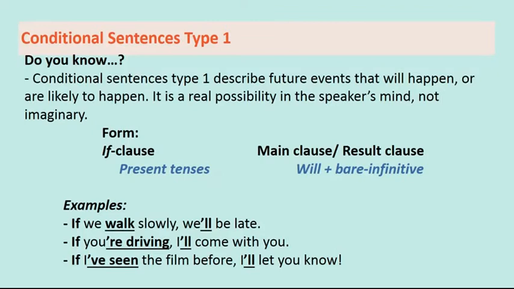In the conditional clause, it is possible to use other present tenses, not just the present simple. For example, if you are arriving, I'll come with you. If you're arriving, this is the present continuous tense. If I've seen this film before, I'll let you know. If I've seen the film before, this is the present perfect tense. Is everything clear for you? Now let's practice.